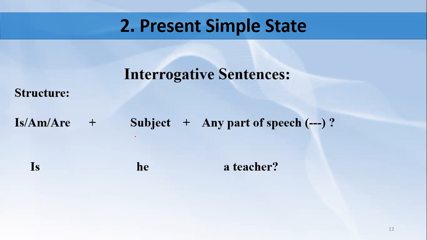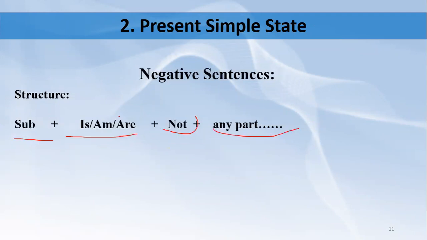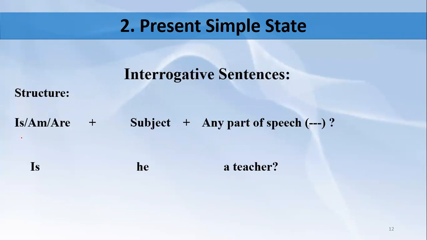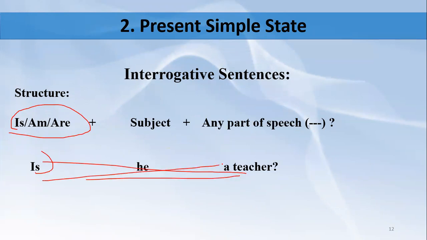Interrogative, so simply shift this auxiliary verb to the beginning of the sentence, and you will have the interrogative structures, interrogative sentences like is he, are you here. Fine. Is he a teacher? Are you people here? Are you with me? Fine. Is he ill? Okay. So these are the interrogative structures.